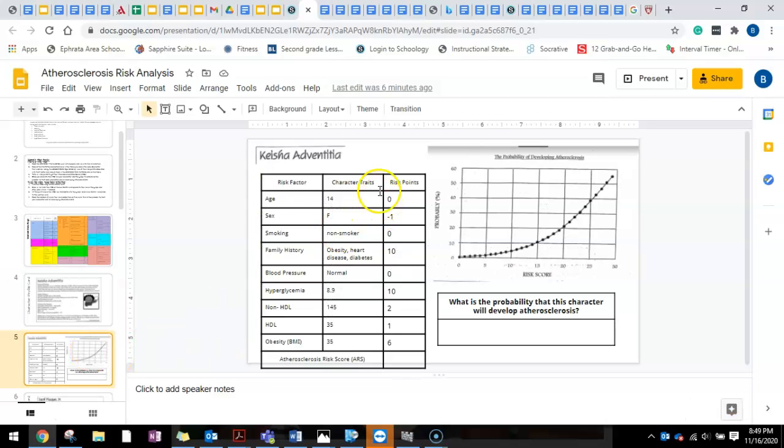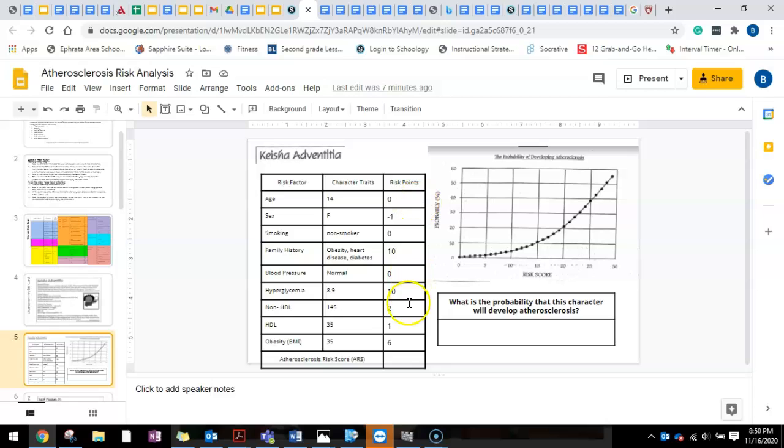So if we go over to her collecting her evidence, I recorded the character traits that were evident in her history. So she's 14, she's female, non-smoker, obesity, heart disease, diabetes, normal blood pressure, hyperglycemia is 8.9. Her non-HDLs, which are the bad ones, are at 145. HDLs are 35, and her BMI to indicate obesity is at 35.